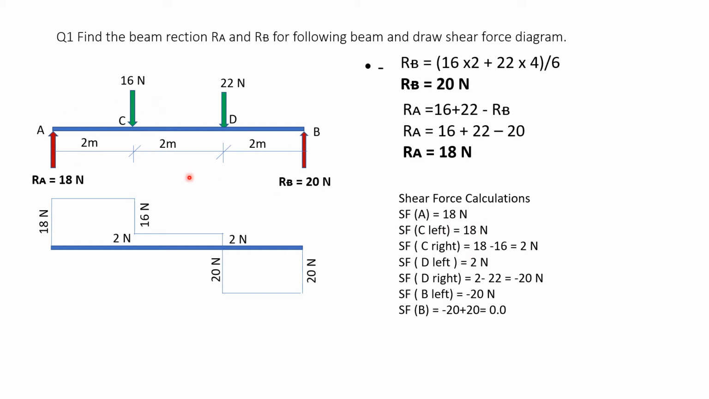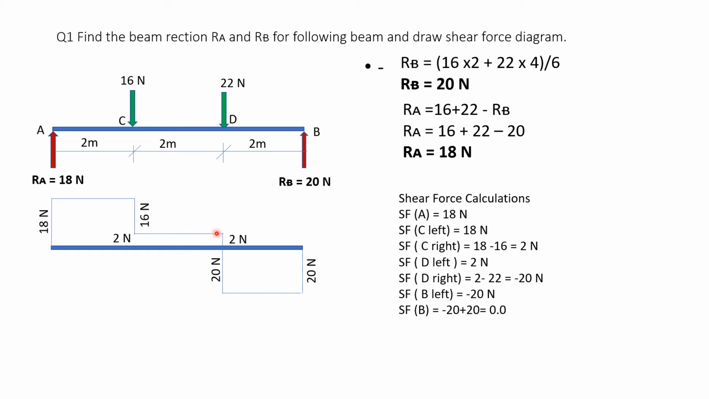But what is the shear force here, to the right? If I cross C and come just a little right of C, it is 2 Newton. So shear force C right is 18 minus 16 is equal to 2 Newton. 16 going down, so we take it minus, and now the summation becomes 18 minus 16, which is 2 Newton. So shear force here is 2 to the right of C, and to the left of C it is 18. C left is 18 and C right is 2 Newton.